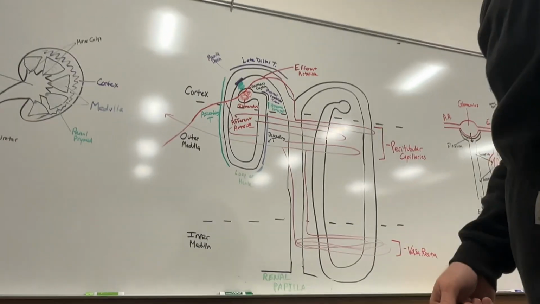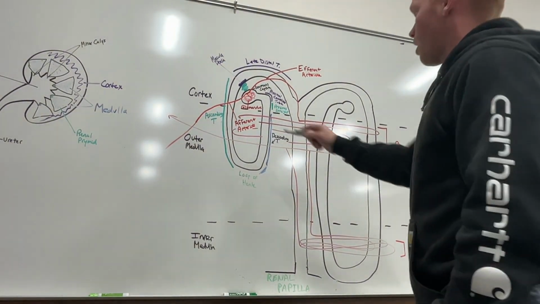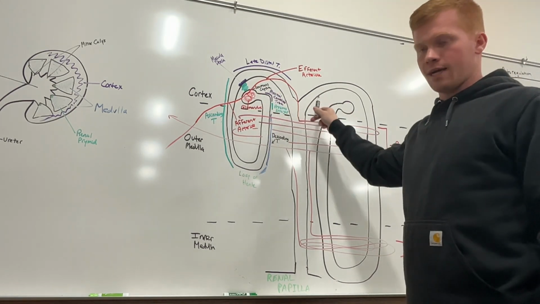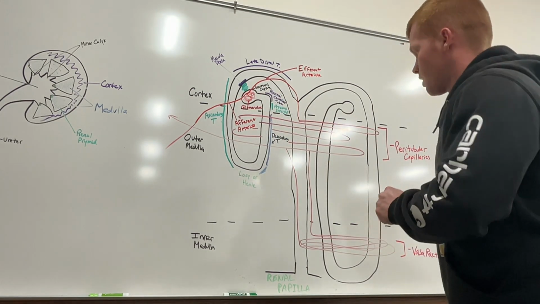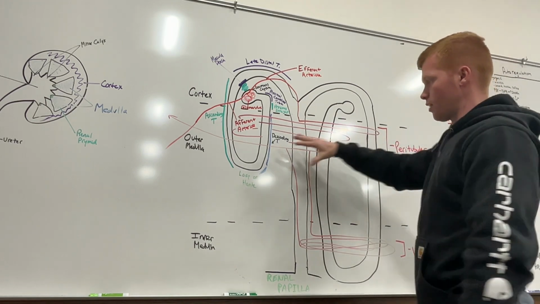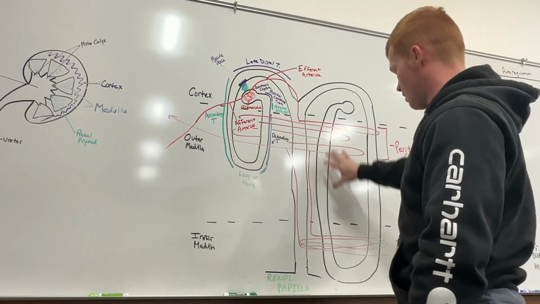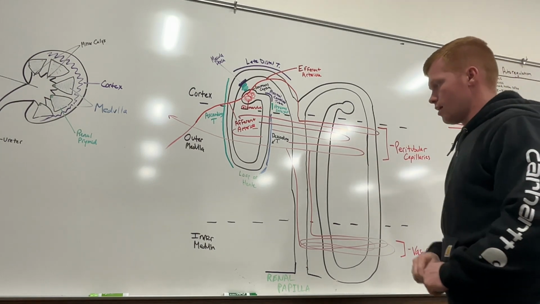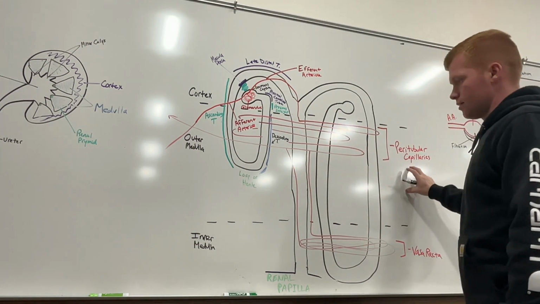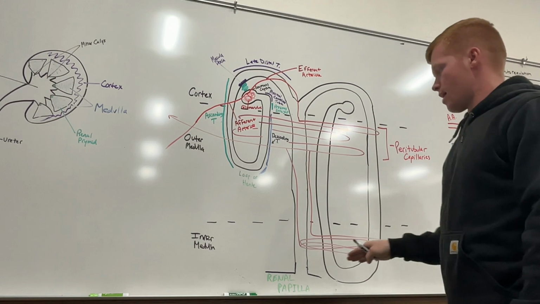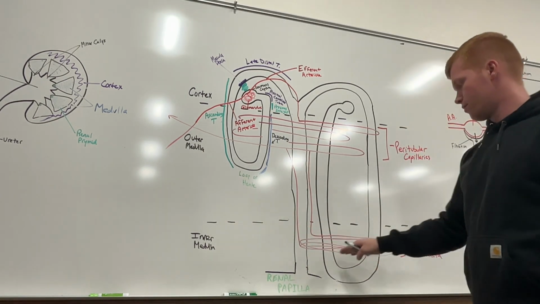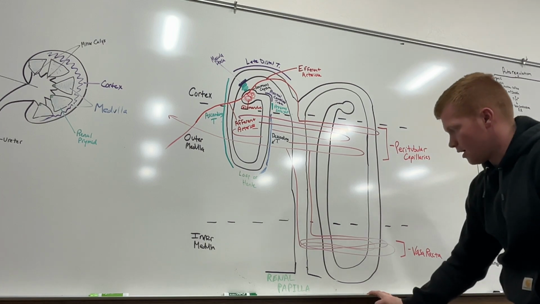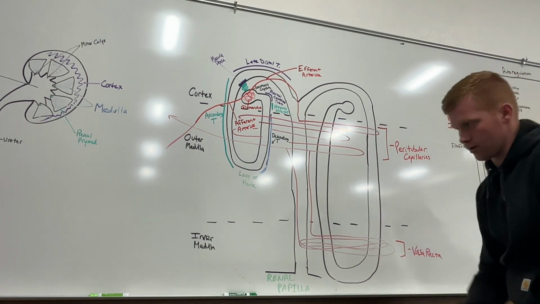And so, as you can see, this top part, where Bowman's capsule is, that's within the cortex region. And then more of the midsection, where the loop of Henle is, and the descending and ascending tubule, that's more where we have the outer medulla. And then down here, where we have the loop of Henle for the juxtamedullary, that's more the inner medulla.